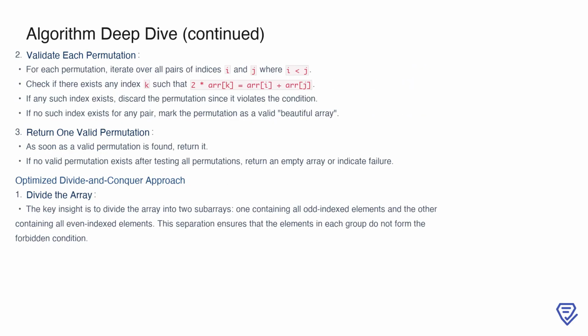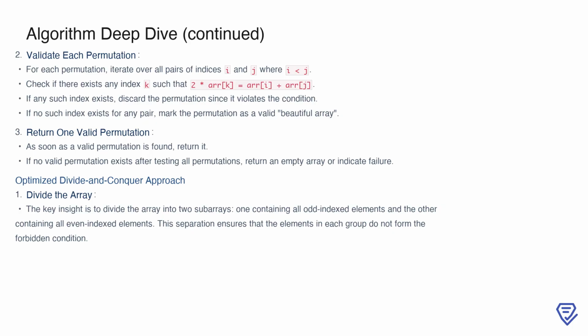Once all permutations are generated, the next step in the brute force approach is to validate each one. For every permutation, we examine all pairs of indices i and j, ensuring that no index k satisfies the forbidden condition, 2 times the value at k equals the sum of the values at i and j. If a permutation meets this criterion for all pairs, it is marked as a valid beautiful array. As soon as we identify such a permutation, we can return it as the solution. However, if no valid permutation is found after testing all possibilities, the algorithm either returns an empty array or indicates that no solution exists. To address this inefficiency, we turn to a more optimized approach: divide and conquer.